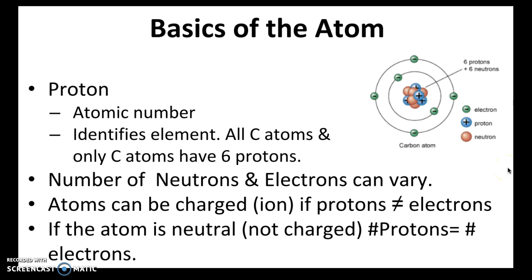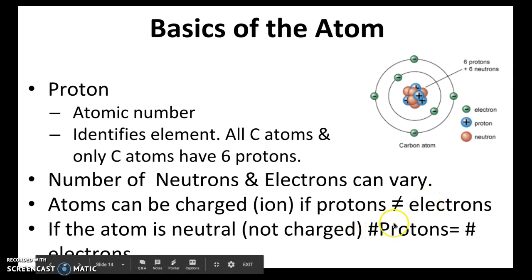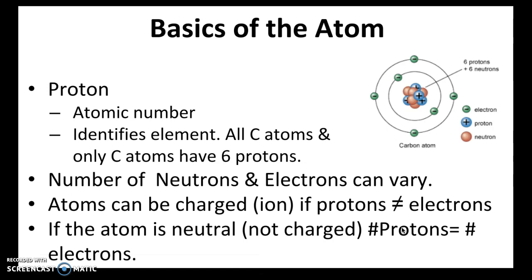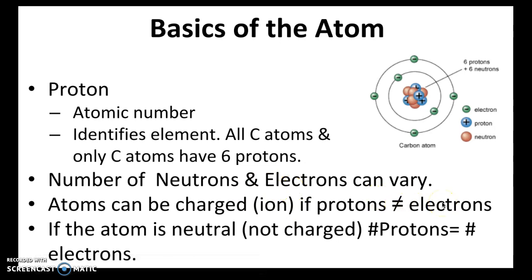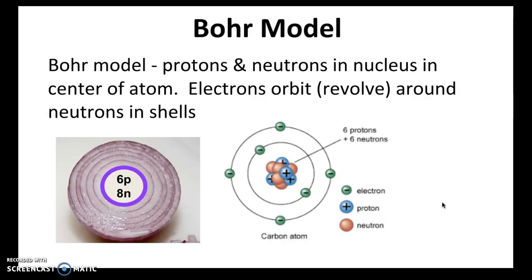The other thing to know is that the protons equal the number of electrons if the atom is neutral, meaning it does not have a charge. And that's because the positive and negative charges will cancel each other out, and so the overall charge is 0. However, if the atom has a charge, meaning it's an ion, then the protons don't equal the number of electrons. And you can figure out what the charge is or how many protons and electrons you have from this information. These are basics we'll get into more later, but now let's go into the Bohr model.